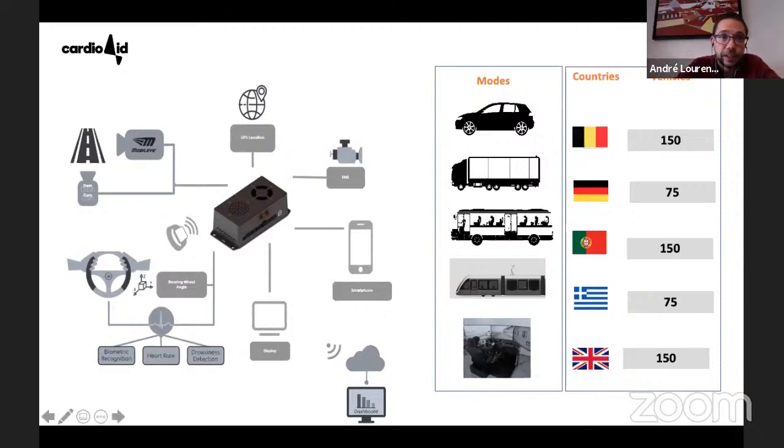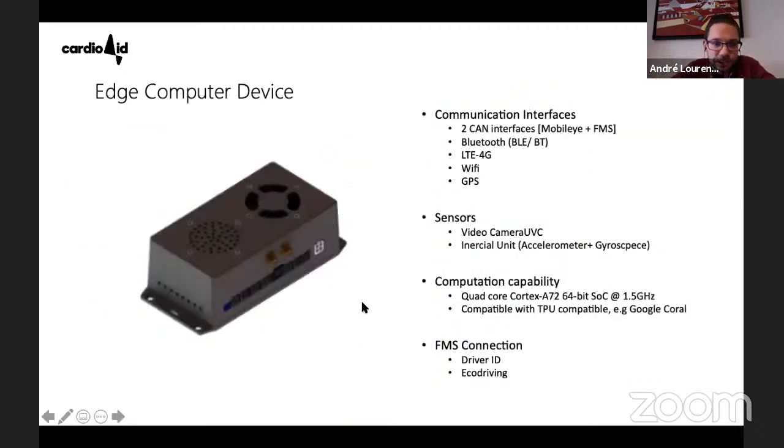And we are at this precise moment starting the validation of this in several countries. As you see, we are going to have several countries with a lot of vehicles and different modes. So this will be validated not only for light vehicles, but also for trucks, transportation, passenger transportation vehicles, and also trams. And so it's a big pool of data, and it's a big challenge. So this is the unit, which is closely related with the topic of this panel.